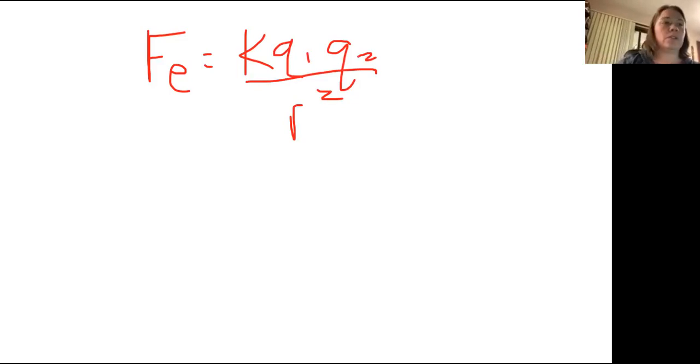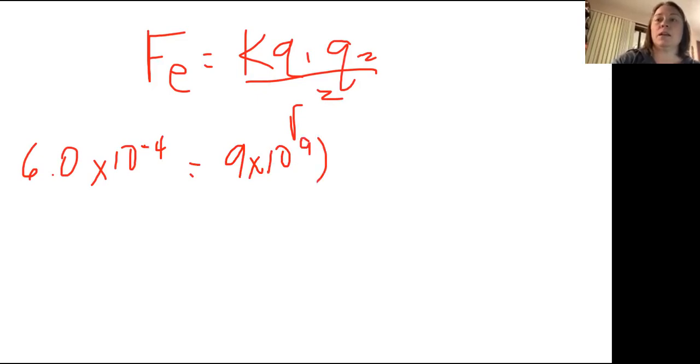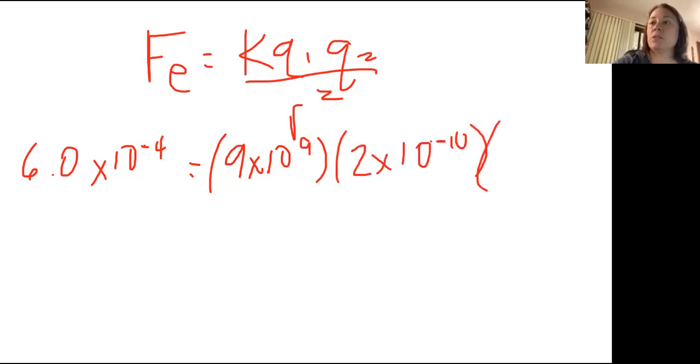And I am going to just set it up with the information that you were given. 6.0 times 10 to the negative fourth, it's a negative. 9 times 10 to the ninth, and as usual, I am leaving off my units for the sake of space here. It did mention that each charge was identical, and that the amount of charge was 2 times 10 to the negative 10 Coulomb, so we'll write that twice, and we are trying to solve for R squared.